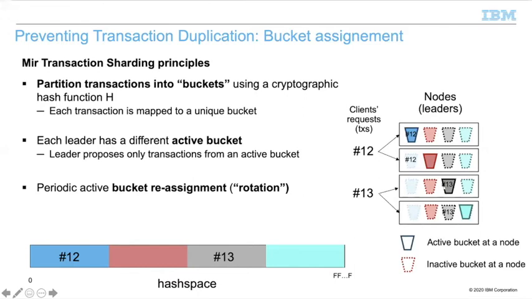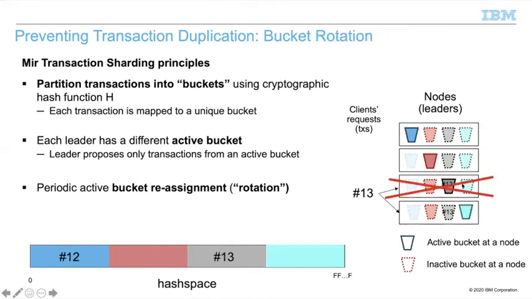So by this division of buckets, we cannot have request duplication, but we still need to solve the problem of what happens if one of the leaders is malicious. And here, for example, what happens if node 2 crashes or is simply malicious and censors request number 13. So for this reason, we periodically go to the third bullet here, which is bucket reassignment or rotation. And periodically we say, okay, now it's not node 2 that is responsible for the gray bucket anymore. It's node 3 that is responsible for the gray bucket. And eventually node 3 will propose request 13, even if node 2 is faulty or Byzantine and censors the request. So this is the main principle.